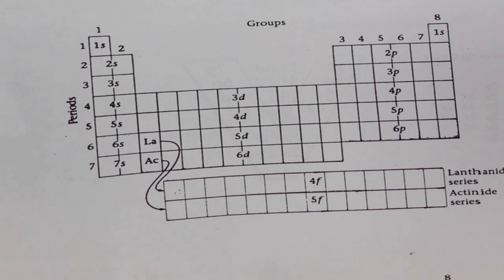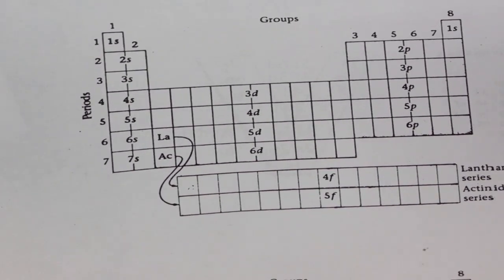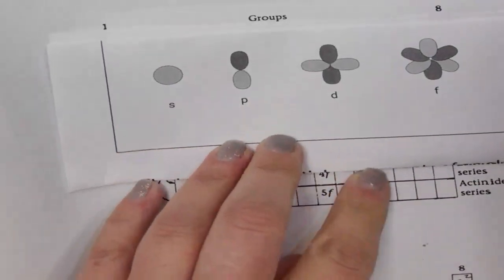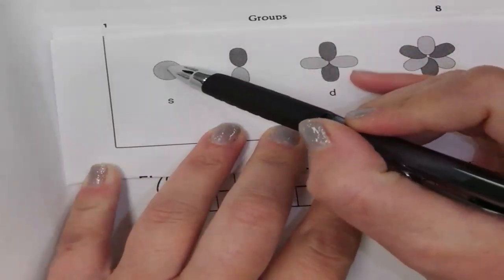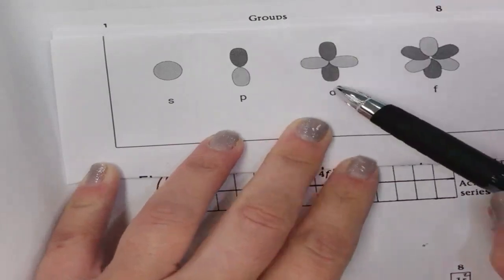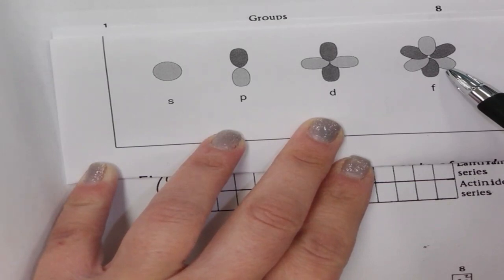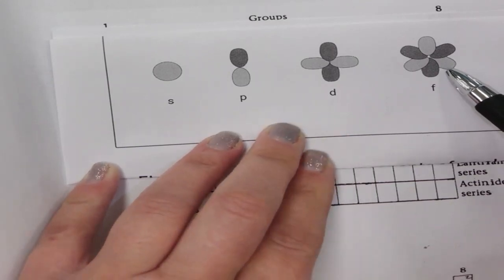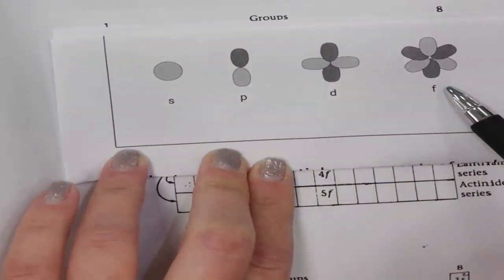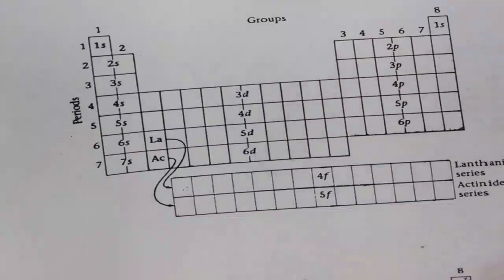And now I pulled this picture. Now let me place this picture up so we can see what I'm talking about when we're talking about shapes. So here's our shapes. The S has this circular shape. My P has this oblong shape. Here's the shape of the D, and here's the shape of the F. All right, so the S, the P, the D, and the F, when we talk about those letters, what we're talking about is the shape of that orbital where the electrons are found.